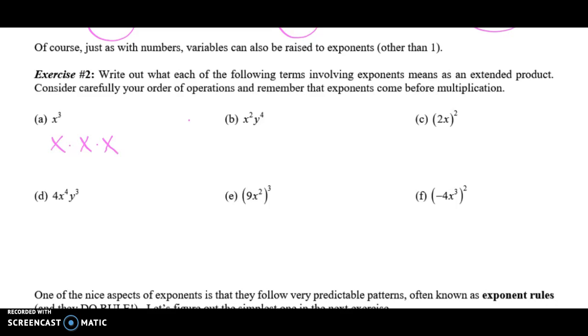B has x squared y to the 4th. So I need to do x squared and then continue multiplying it by y to the 4th, so y times itself 4 times. This next one, though, we have to pay attention. It's the whole product 2x being squared, which means that I have to do 2x times 2x.